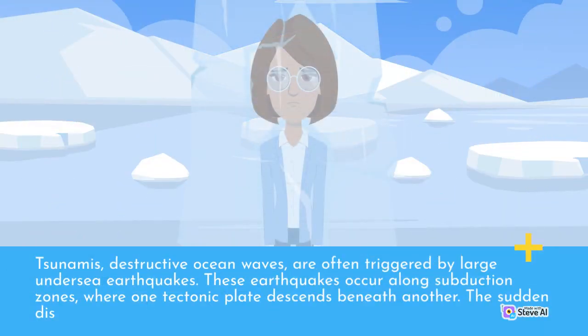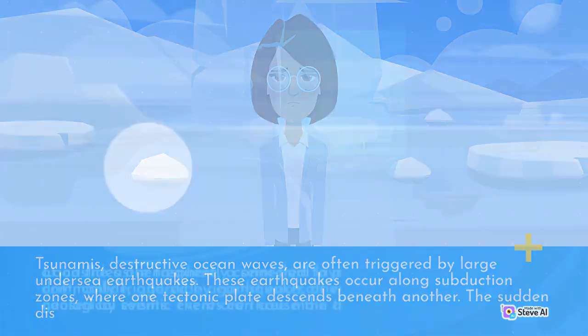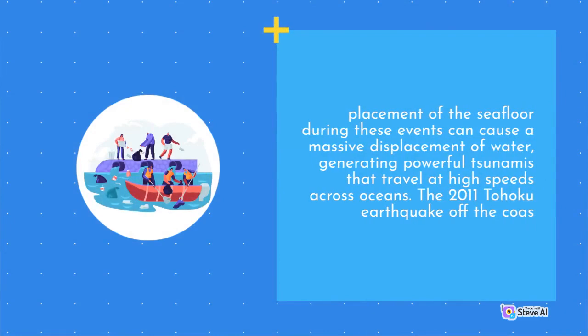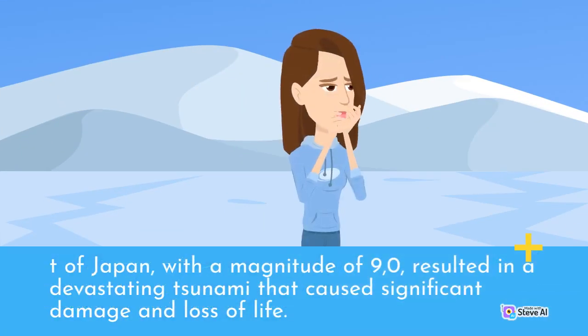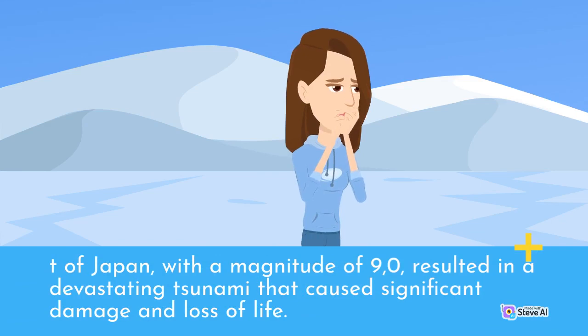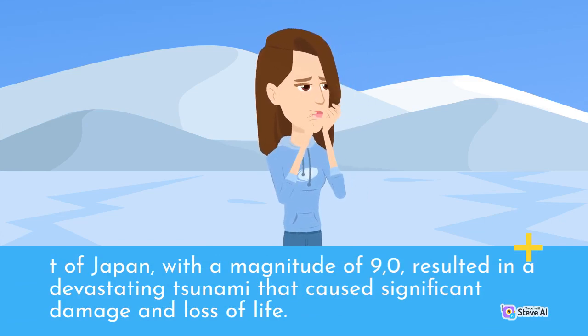Tsunamis, destructive ocean waves, are often triggered by large undersea earthquakes. These earthquakes occur along subduction zones, where one tectonic plate descends beneath another. The sudden displacement of the seafloor during these events can cause a massive displacement of water, generating powerful tsunamis that travel at high speeds across oceans. The 2011 Tohoku earthquake off the coast of Japan, with a magnitude of 9.0, resulted in a devastating tsunami that caused significant damage and loss of life.